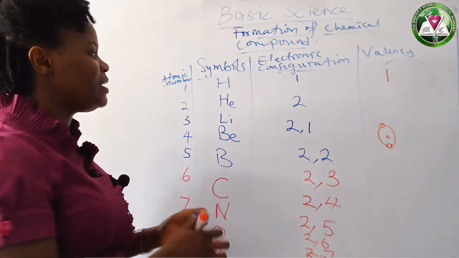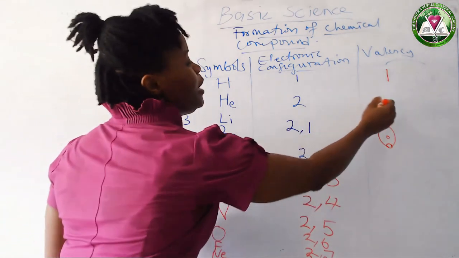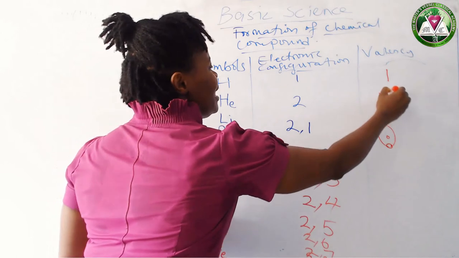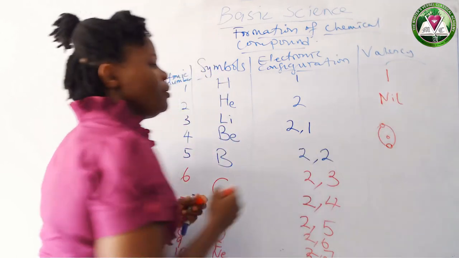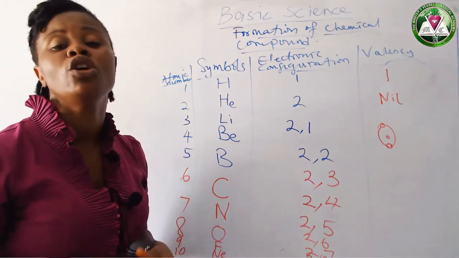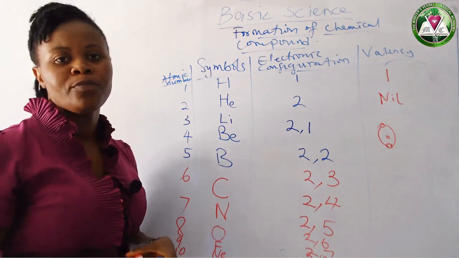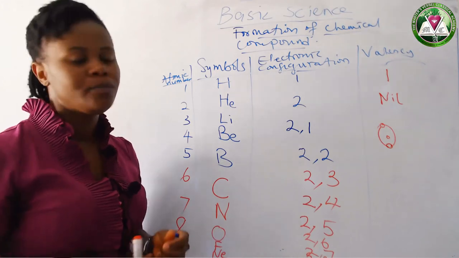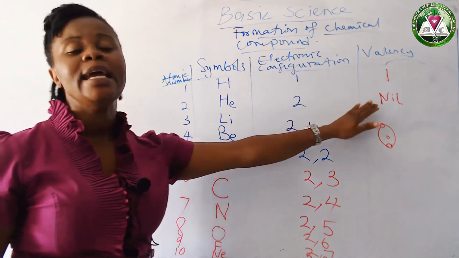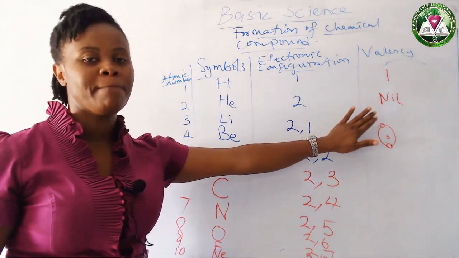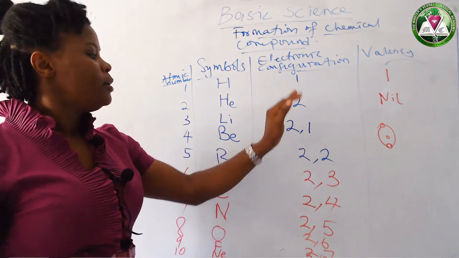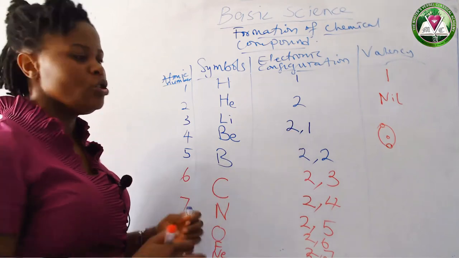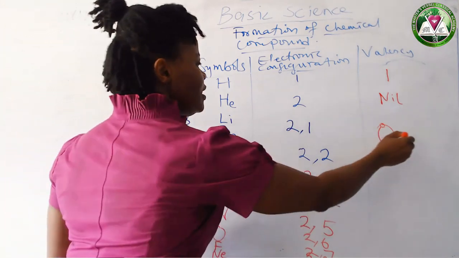So we will now say that helium doesn't need any electron. We can say nil. It doesn't need it though. It's not giving anybody. It's not borrowing from anybody. It's not begging anybody. Okay. So we say it's nil. Is that okay? Okay. Then the second one, which is lithium, we'll draw the next structure.